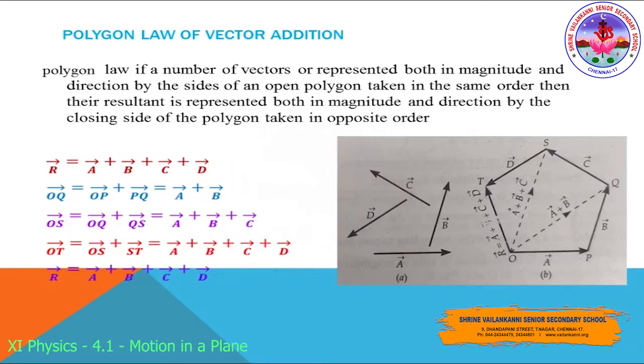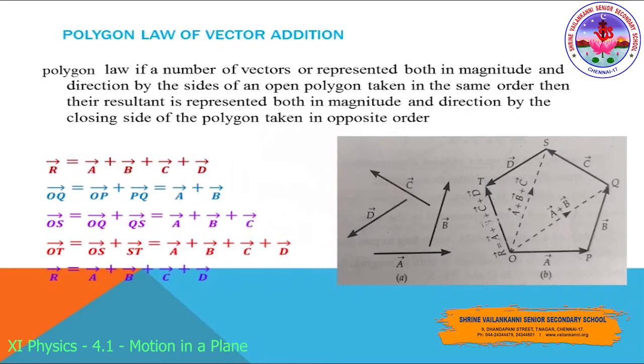A vector plus B vector plus C vector plus D vector. Here we apply the triangular law of vector addition to different triangles in the polygon, right? We have taken first the triangle OPQ. Check the triangle OPQ. The first triangle you can take. So in that, you have to take OP, which is equal to what it will come?